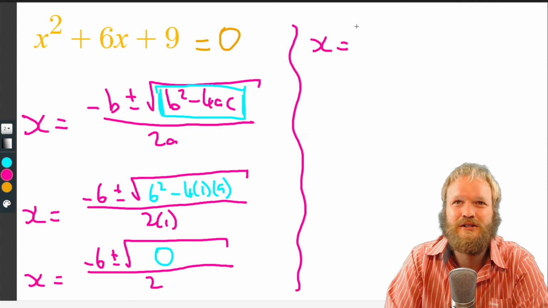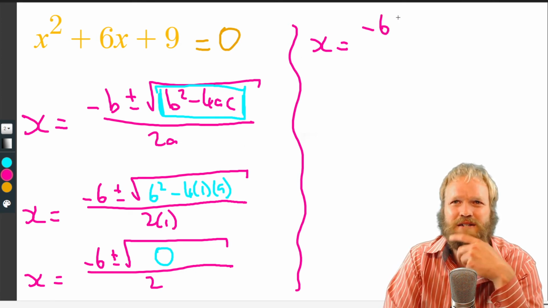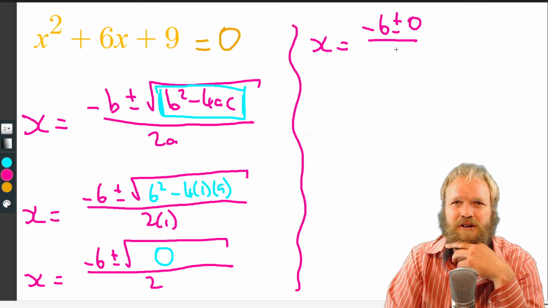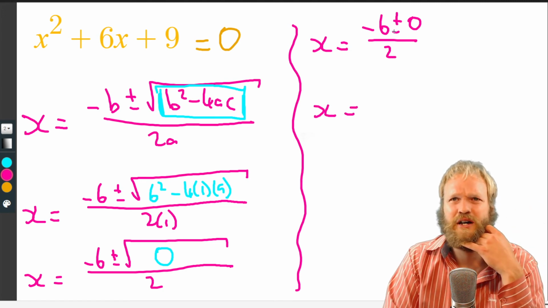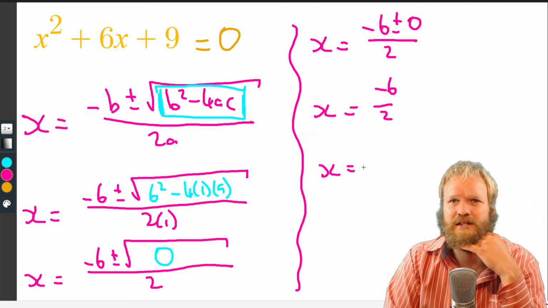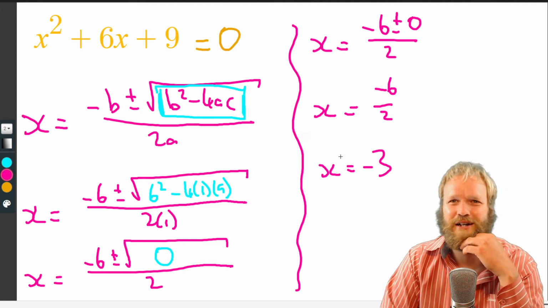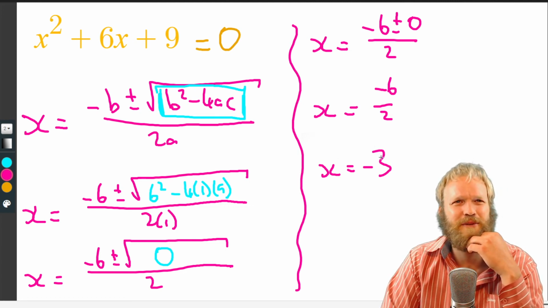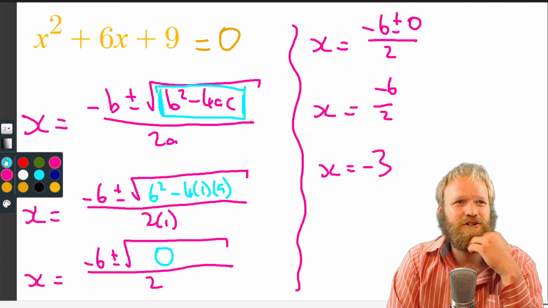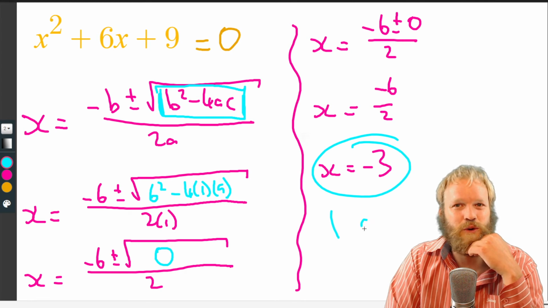X equals, oh wait a second, the square root of 0 is just 0. So we've got minus 6 plus or minus 0 over 2. Well, it doesn't matter if we add or subtract 0, it's just going to stay minus 6 over 2, so x equals minus 3. This is like the one we did in class already. We had x equals minus 3 or x equals minus 3. So our discriminant now, when it's 0, meant that we've only got one solution.